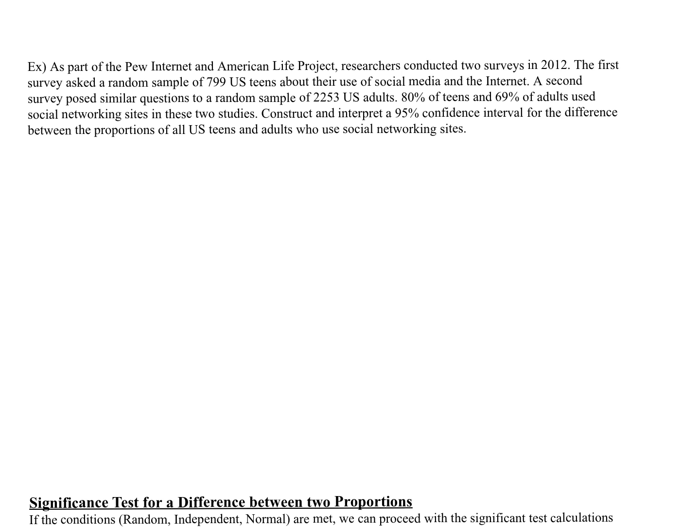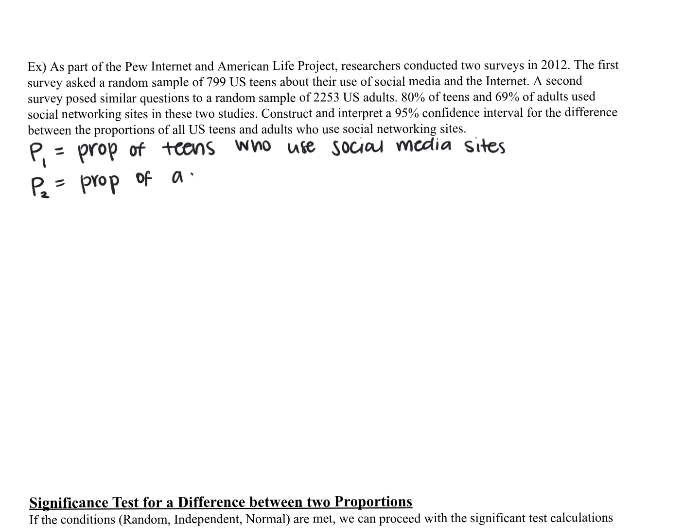Similar to when we were looking at a difference in proportions, the first thing I need to do is define what my P1 and P2 are going to be. So P1 is going to be my proportion of teens who use social media sites, and P2 is going to be the proportion of adults who use social media sites.